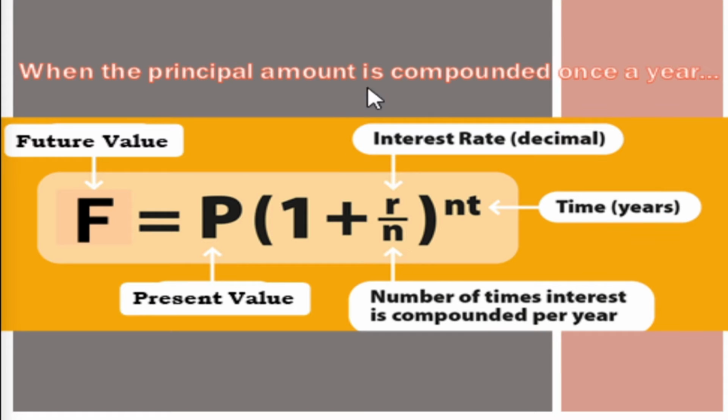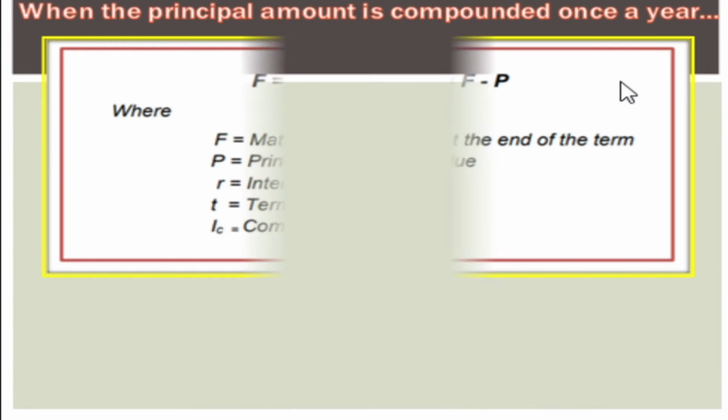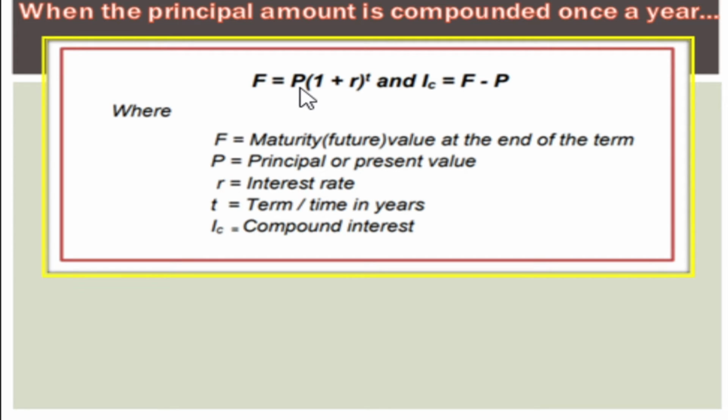When the principal amount is compounded once a year, n here is 1. r divided by 1 is r. 1 times t is t. We can simplify the formula as F is equal to P times the quantity of 1 plus r raised to the power of t, and I sub c equals F minus P, where F is equal to maturity value or future value at the end of the term, P is the principal or the present value, r is the interest rate, t is the term or time in years, and I sub c is the compound interest.